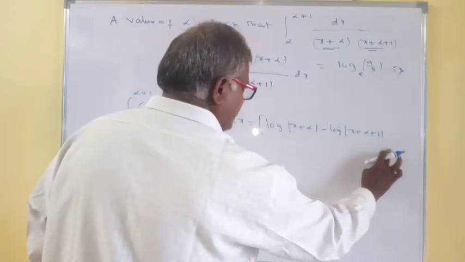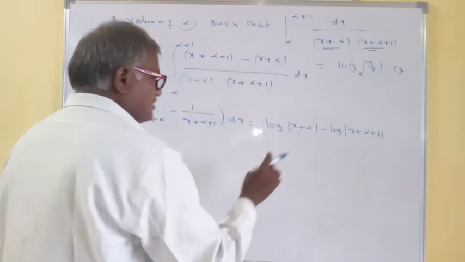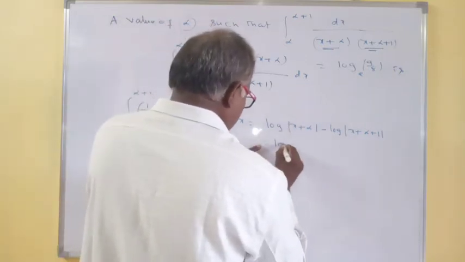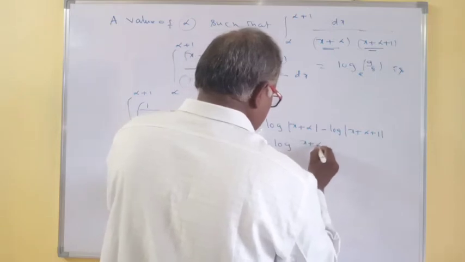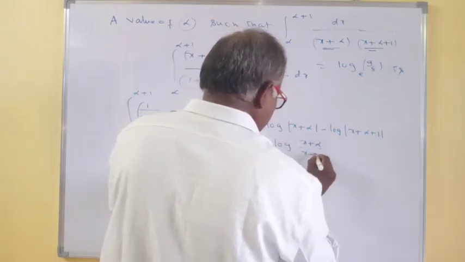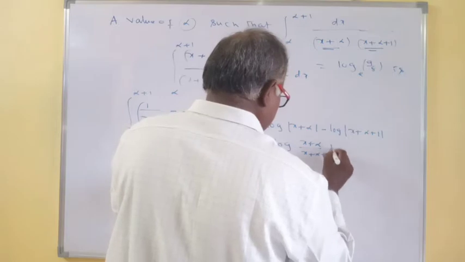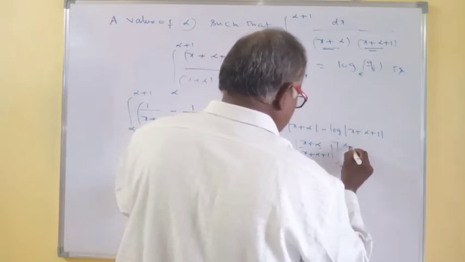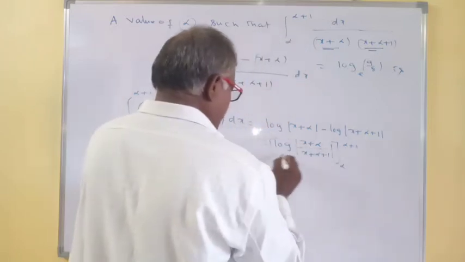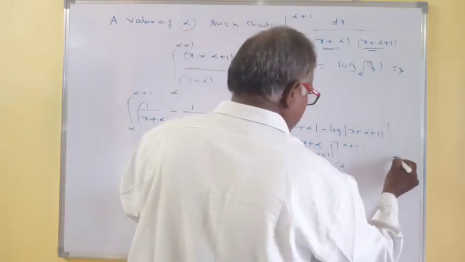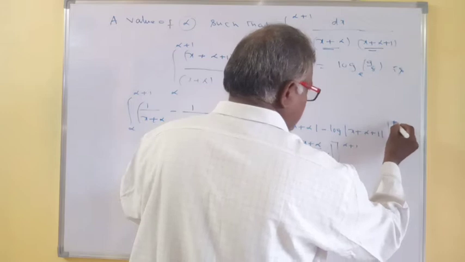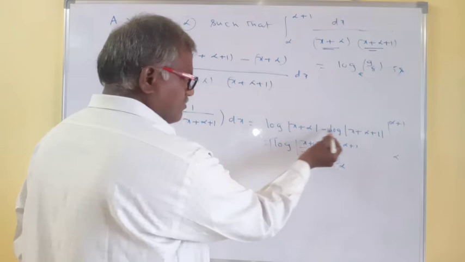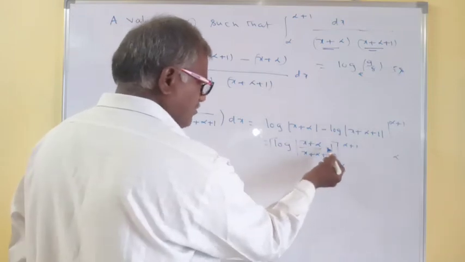First of all we have to simplify this one. So again you have to write this as log of (x plus alpha) by (x plus alpha plus 1). Now substitute alpha and alpha plus 1, these are the intervals. Just before substituting the limits, we have to simplify. Log m minus log n gives us log m by n.